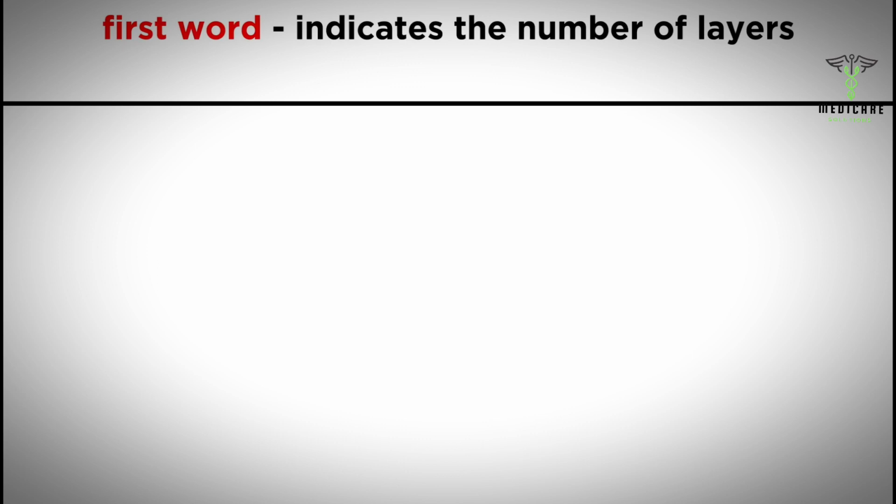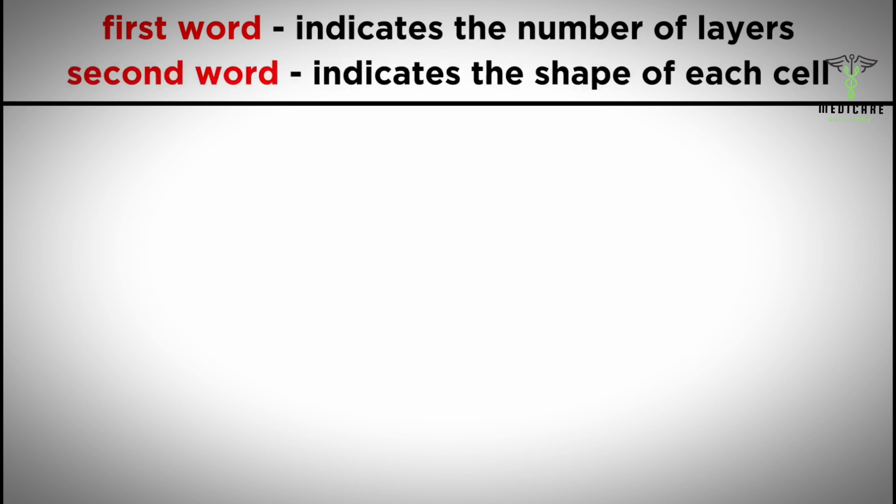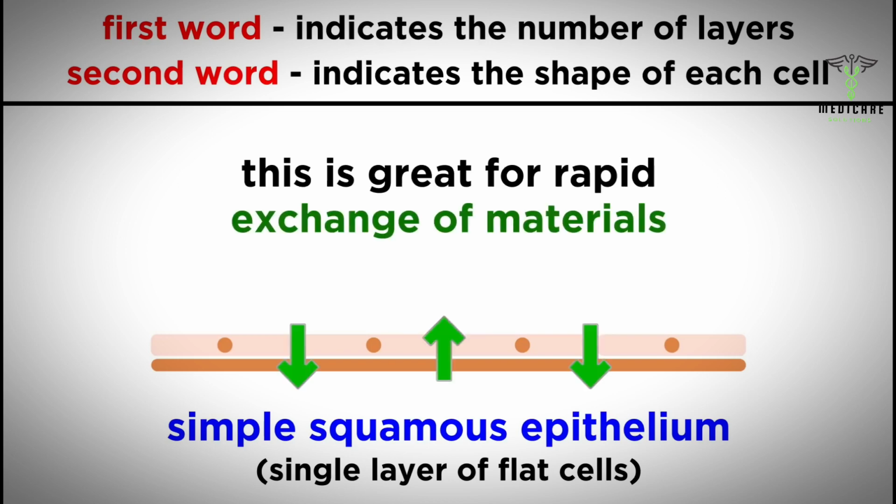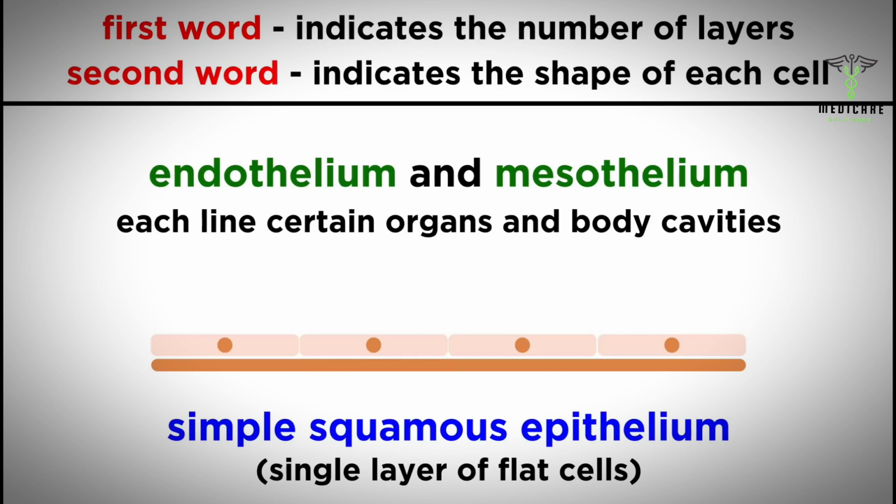Putting these two characteristics together, we will need one word to indicate the number of layers in the epithelium and another word to indicate the shape of each cell in the epithelium. So for example, we can have a simple squamous epithelium, a single layer of flat cells with disc-shaped nuclei. This looks kind of like a tiled floor, and this structure is ideal when rapid exchange of materials by diffusion is important. Two types of simple squamous epithelia are endothelium and mesothelium, which differ in their location in the body, and we will talk more about these later.